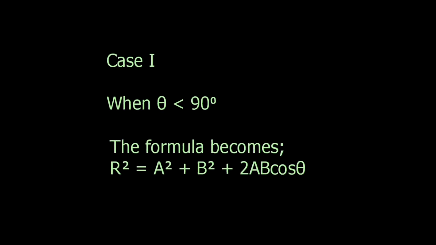These are: case 1, when the angle of inclination theta is less than 90 degrees. The formula becomes R squared equals A squared plus B squared plus 2AB cos theta. Notice that the plus or minus in front of 2AB cos theta, for theta less than 90 degrees, takes the form of plus 2AB cos theta.